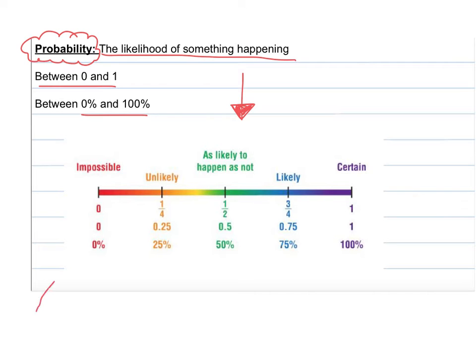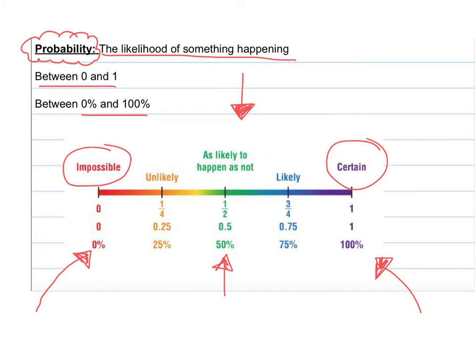So if something has a probability of 0%, that means that it is impossible to happen, like it cannot happen. And then on the flip side, if it has a probability of 100%, that means that it will certainly happen, like it is for sure going to happen. So for example, if you're watching this on a Wednesday, then it 100% will be Thursday tomorrow. And same thing, if you're watching this on a Wednesday, there would be a 0% chance of it being Monday tomorrow. And then we have 50%, which is just as likely to happen or not happen.